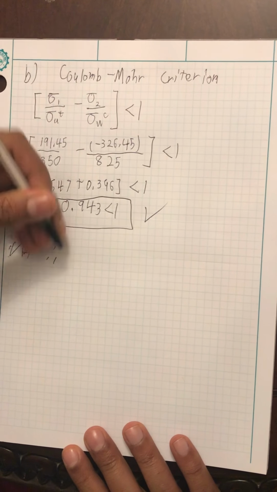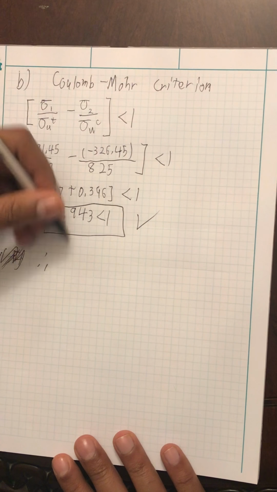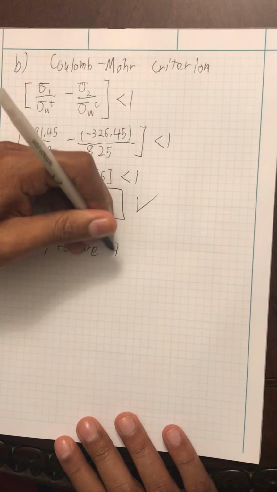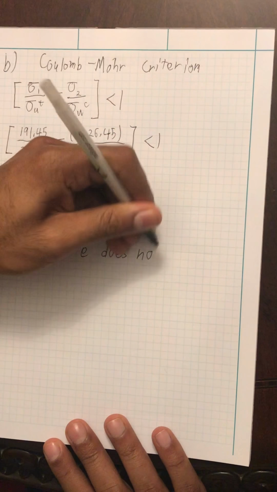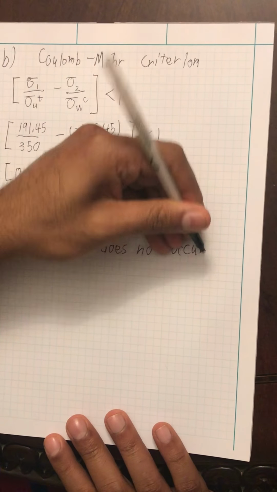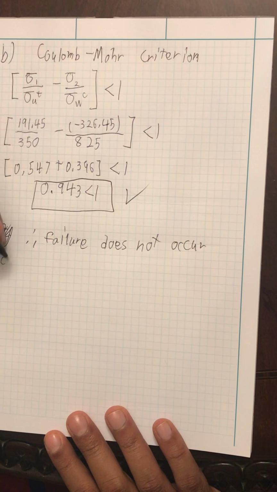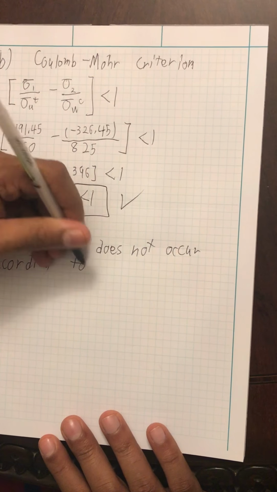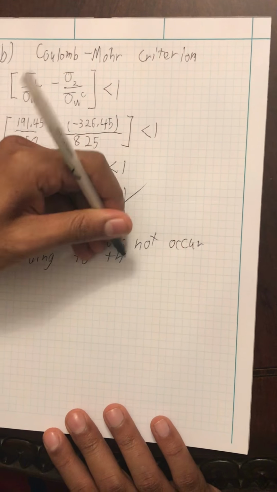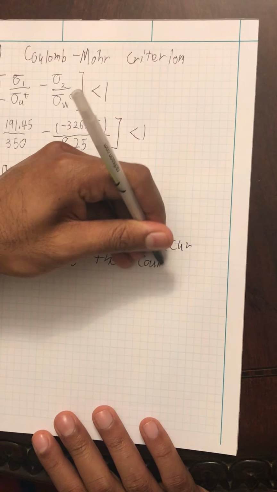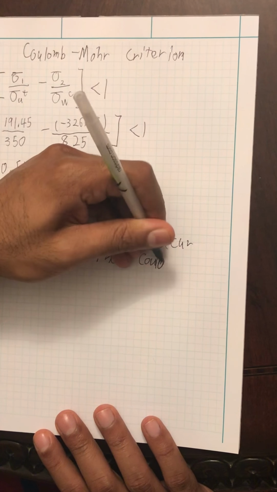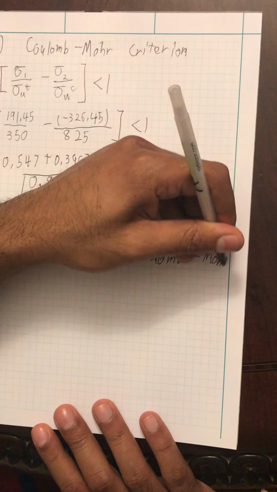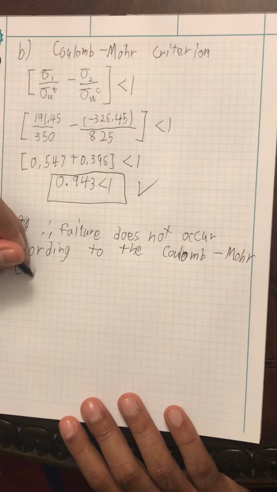therefore, failure does not occur according to the Coulomb-Mohr criterion.